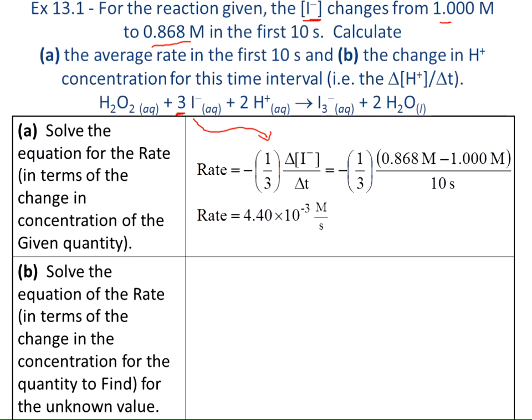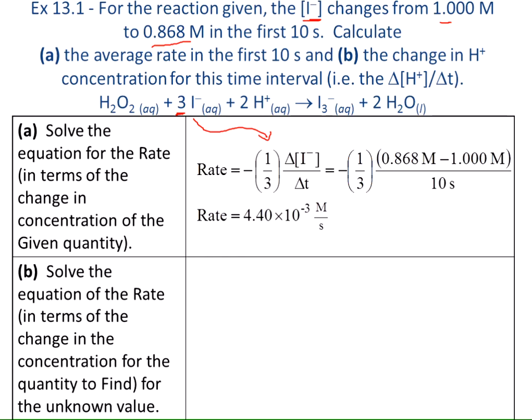So the change in concentration, the final concentration was 0.868 minus the initial, which was 1. This is what the concentration started out at. And our change in time, this was the first 10 seconds, so 10 minus 0, so the 10-second interval. Thus, the rate of the reaction is 4.4 times 10 to the -3 molar per second. So this is the average rate in the first 10 seconds.